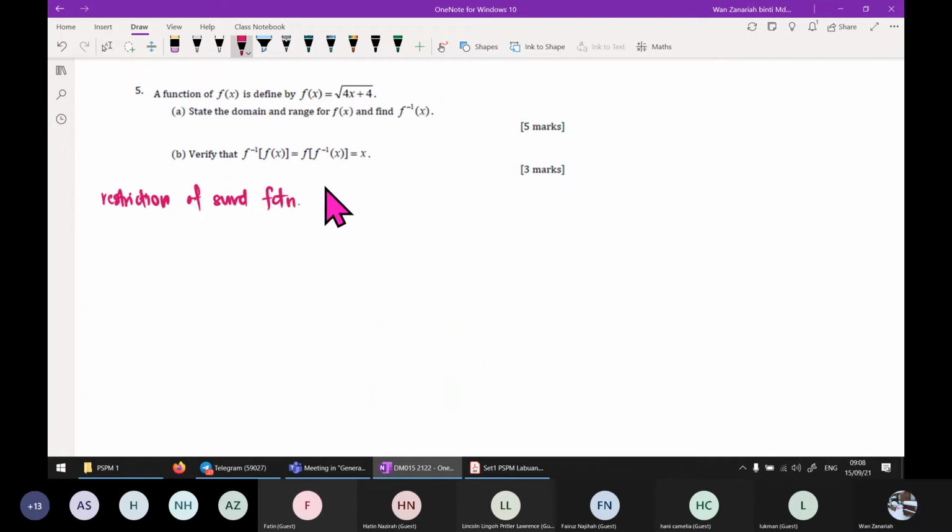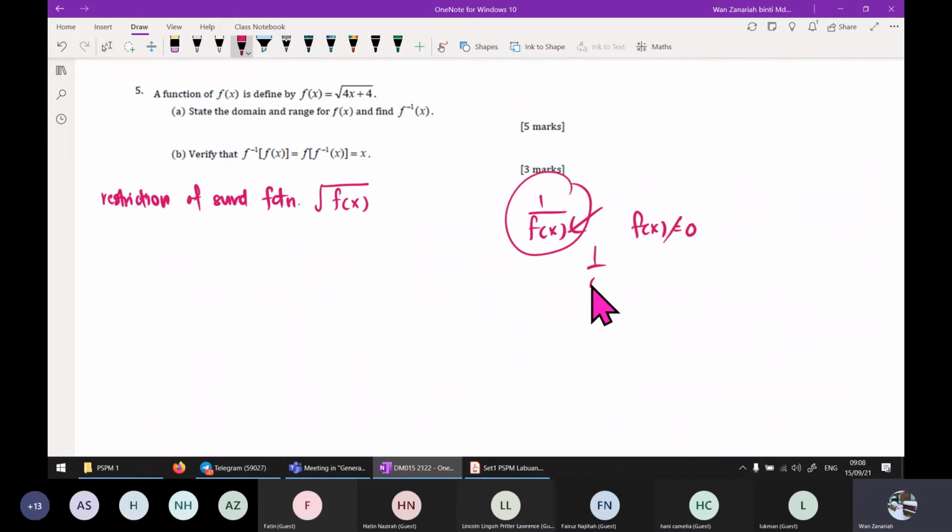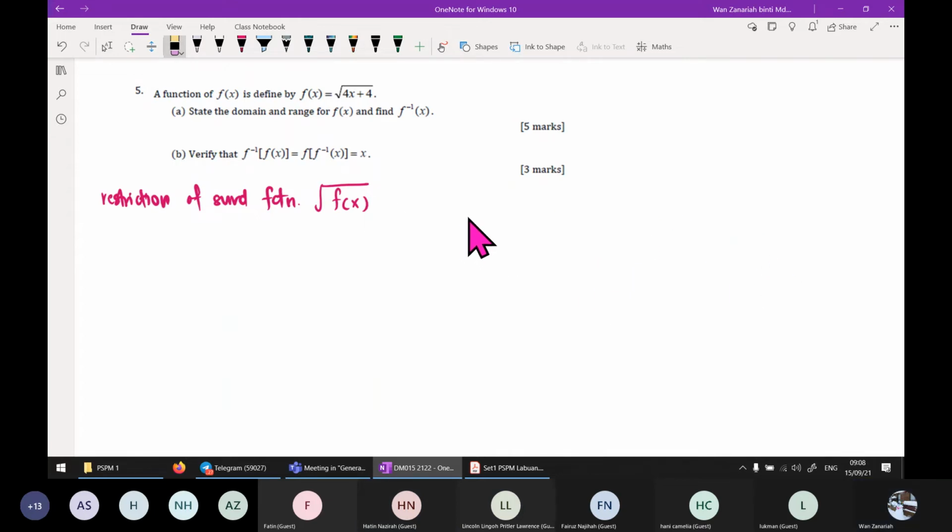Apa dia? Kalau denominator untuk reciprocal function, f(x) cannot be 0. You tak percaya, you tekanlah calculator. 1/0 boleh ke? 5/0 boleh ke? Negative 3/0 boleh? Tak boleh. So sekarang I tanya you, what is the restriction for square root function? x cannot be 0. Ya ke x cannot be 0?